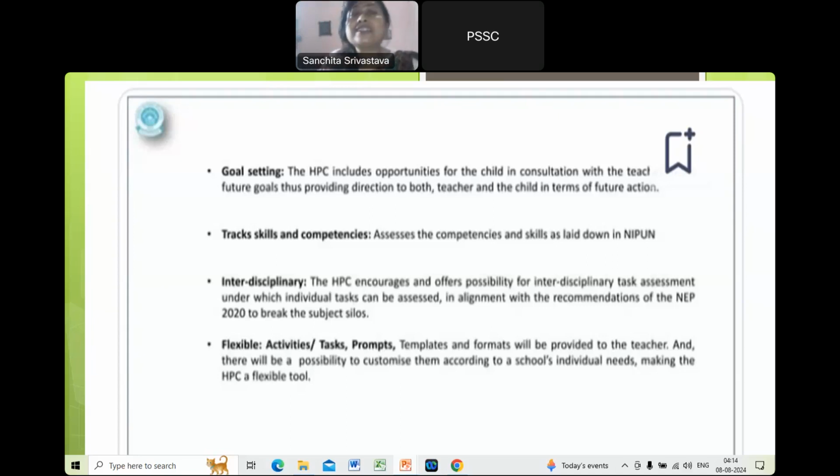Yes, it tracks skills and competencies. The assessment of competency and skill is laid down in NIPUN. Can anybody tell me what is the full form of NIPUN? Have you heard of it? What is the full form of NIPUN? Now, recently we had that Shiksha Saptah, isn't it? The 4th anniversary of the National Education Policy. We had that, and in that we had NIPUN Bharat. Can anybody tell me what is this NIPUN here?